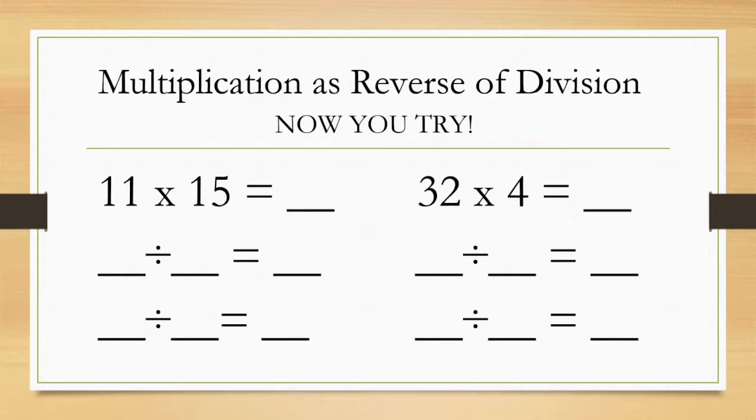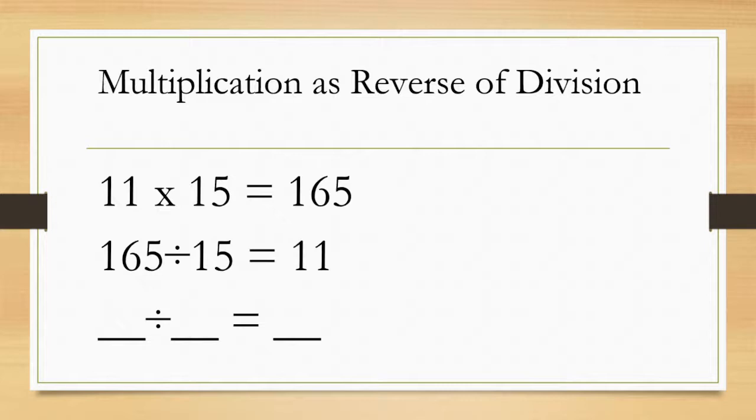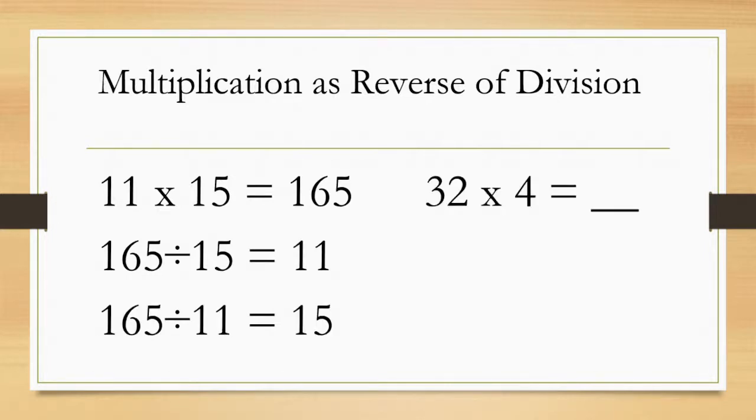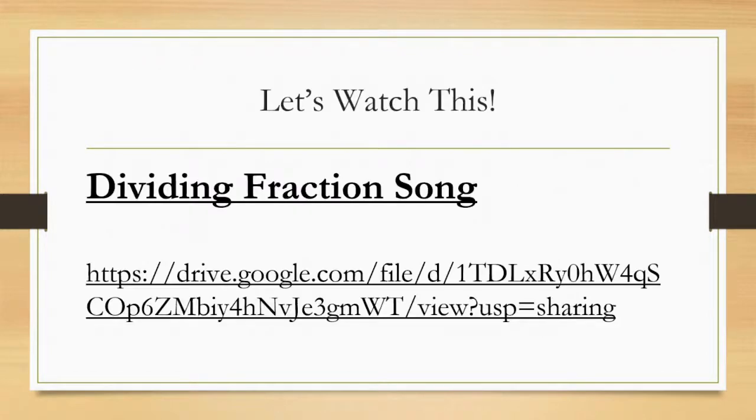So let's check. 11 times 15 is 165. 165 divided by 15 is 11, and 165 divided by 11 is 15. So ganun process lang po yun. How about 32 times 4? 32 times 4 is 128. So 128 divided by 4 is 32, and 128 divided by 32 is 4.